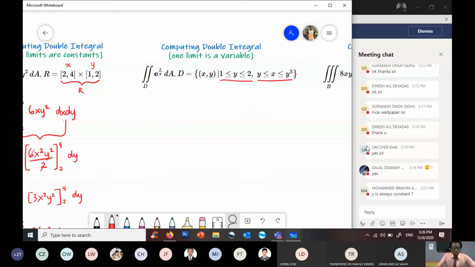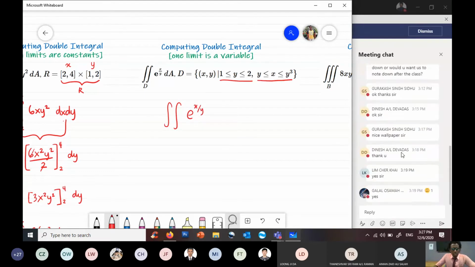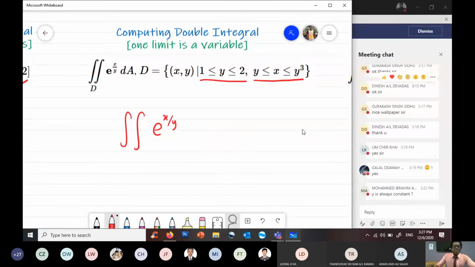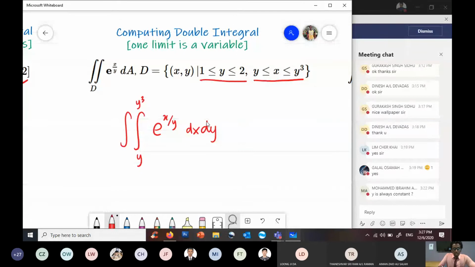So what we have agreed for the moment is that we want to put the x first. So e to the power of x over y. Let me zoom in a bit. Okay, so e^(x/y), and I want to put dx first. I want to put in the variable one first. So x is from y until y cubed, and y is from 1 until 2.